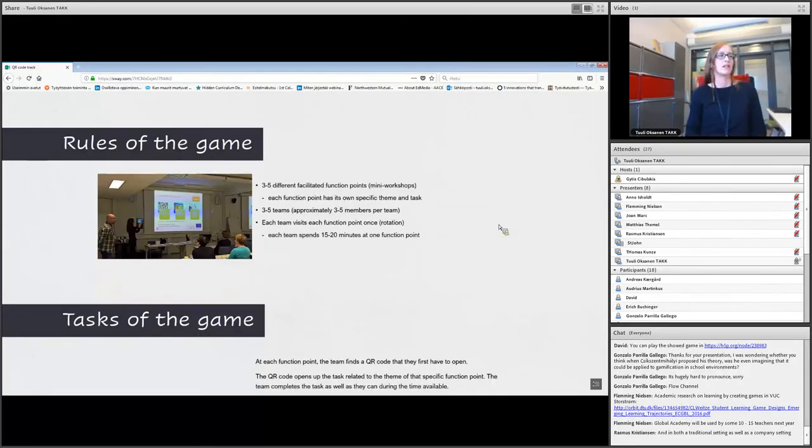So the rules of the game, you can have, for example, from 3 to 5 different function points or mini workshops, whatever you want to call them. Each function point has its own theme and a task. And also you have 3 to 5 teams, so as many teams as function points. Each team visits each function point according to a predesigned schedule, and they spend about 15 to 20 minutes at one function point. The time they spend depends on how much time you have to play the game.